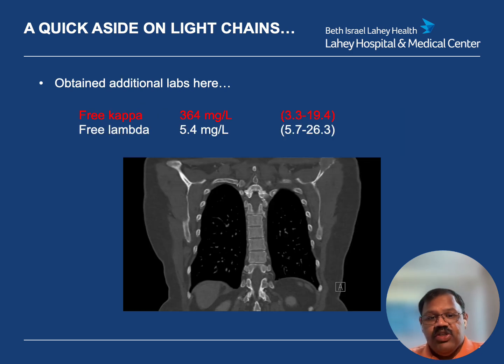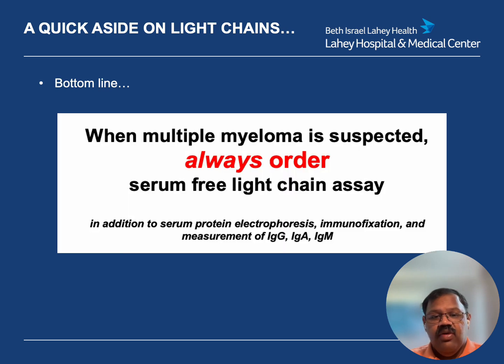And so we obtained additional labs, including a free light chain assay, and you can see the free kappa light chain levels were markedly elevated at 364, which was significantly over the upper limit of normal. And if you look at the CT scan, you can see that there was a lesion seen in the left shoulder involving the acromion, which is not necessarily picked up easily on the radiographs.